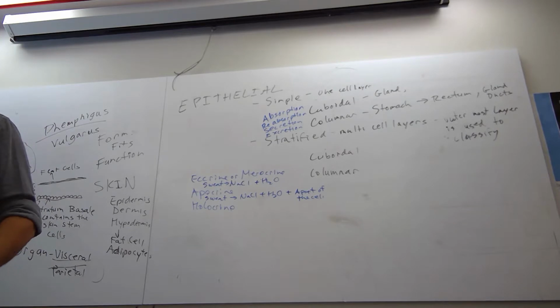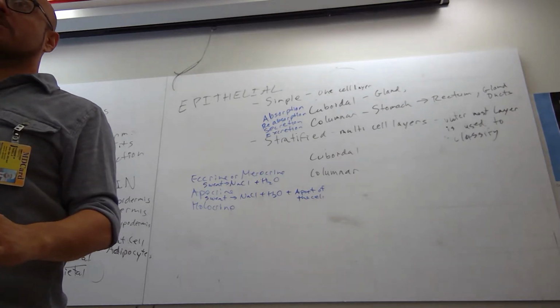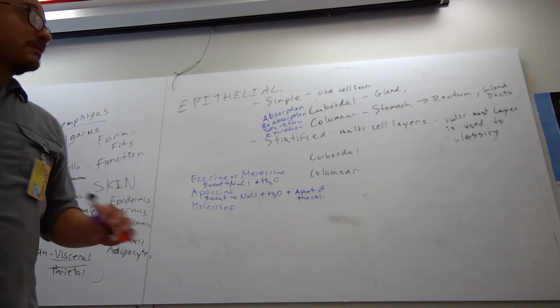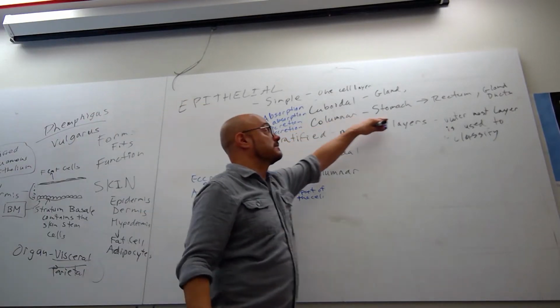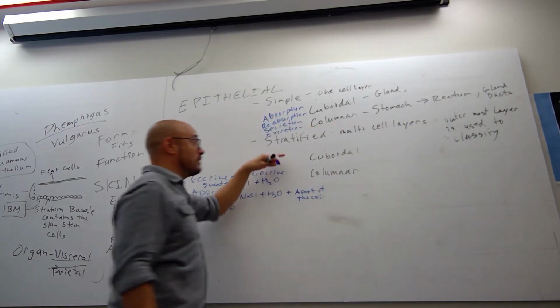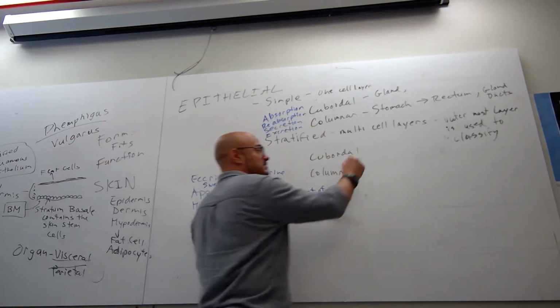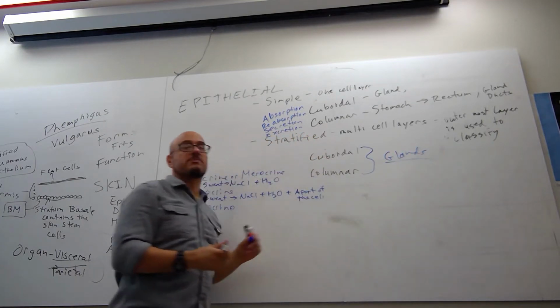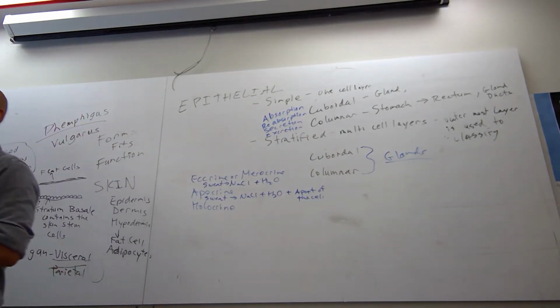So where am I going to find cuboidal and columnar predominantly? In glands. I'll also find it in the stomach, right? The stratified cuboidal and columnar, you're not going to find those anywhere else but in glands. Nowhere else but in glands, guys.